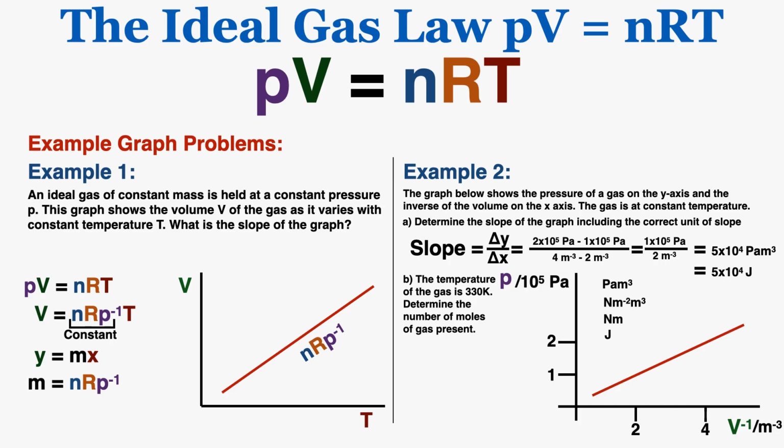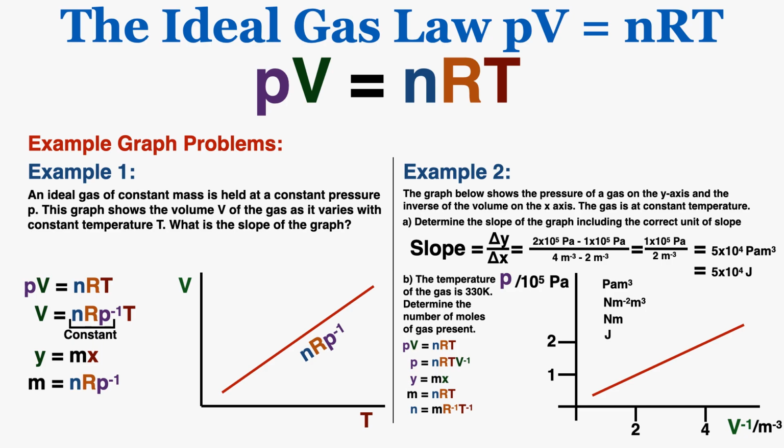Part B says the temperature of the gas is 330 Kelvin. Determine the number of moles of gas present. So PV equals nRT. Rearranging this to get the equation for the graph, I can use this to isolate the parts of the equation that go with the slope. Because V to the negative 1 is my x-axis and P is my y-axis, I can see that the slope must be equal to n times R times T.